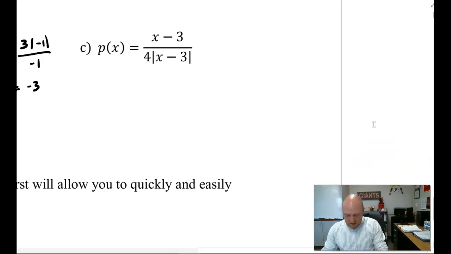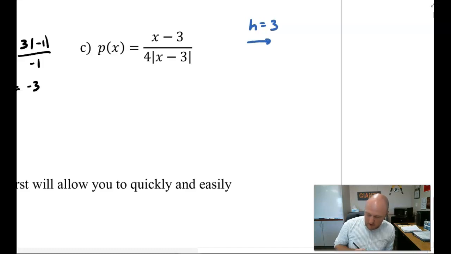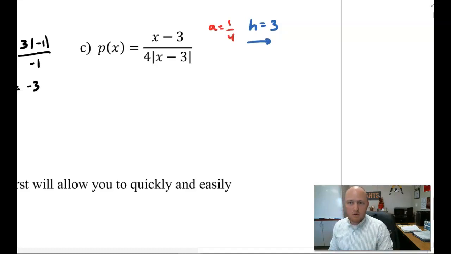All right. So in this case, we have an H value that is 3. You should have shifted 3 units to the right. And then you should have noticed you were dividing by 4. This is an A value being divided by 4. So you have vertical compression, right? So instead of multiplying to 3, you should have been at 1/4.